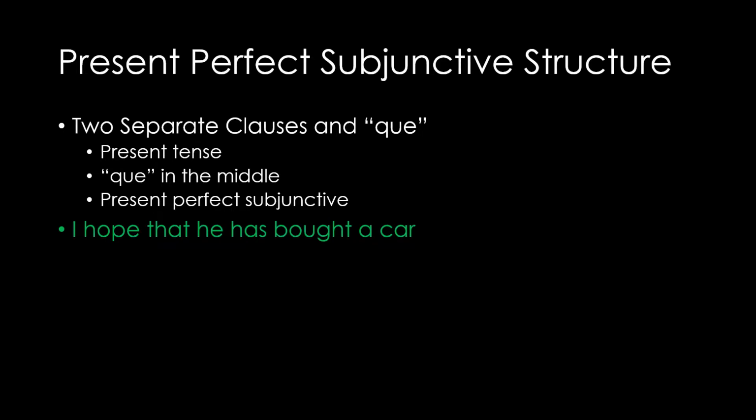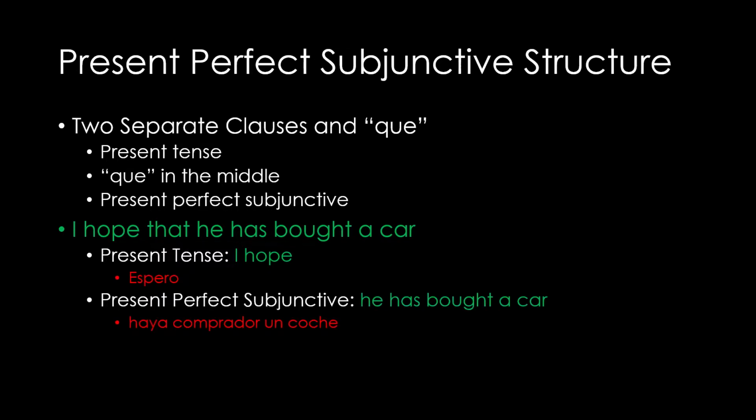A good example is, "I hope that he has bought a car." In this example, our present tense clause is "I hope." In Spanish, this translates to espero. Then we add que. Then we have our present perfect subjunctive clause of "he has bought a car." In Spanish, we use the él, ella, usted form of haber for the tense and the past participle for comprar, which is comprado. The entire sentence is espero que haya comprado un coche. "I hope that he has bought a car."